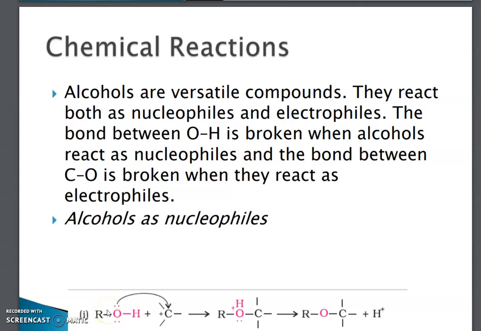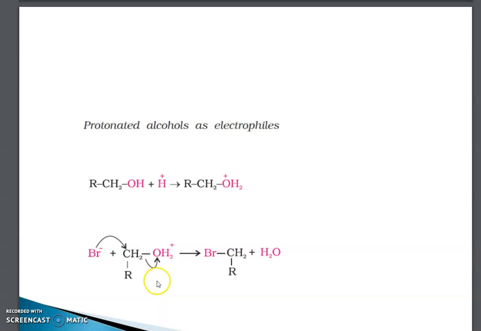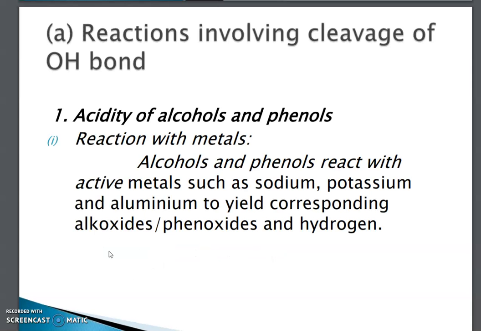So let's see the reactions. If alcohol acts as a nucleophile, you can see here the OH bond is breaking. And if it acts as an electrophile, the first step is the protonation of alcohols. Protonation means addition of hydrogen. Then the carbon-oxygen bond will break in the second step. So let's see the examples one by one.